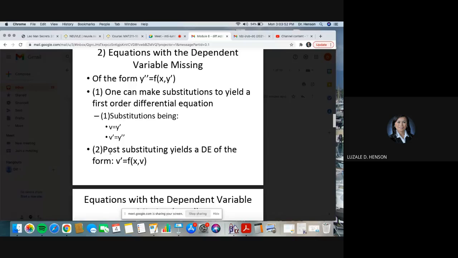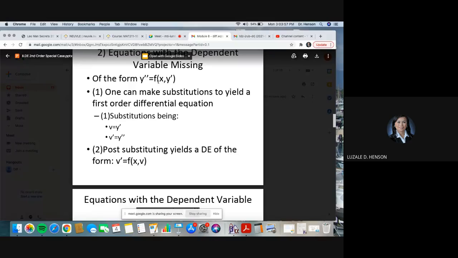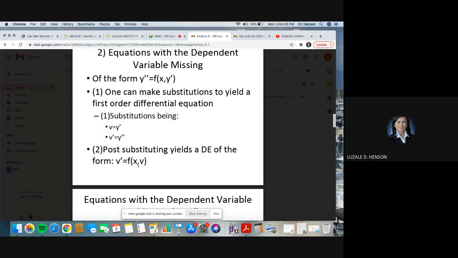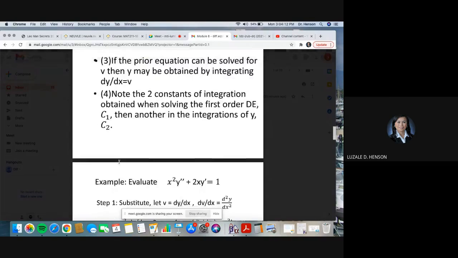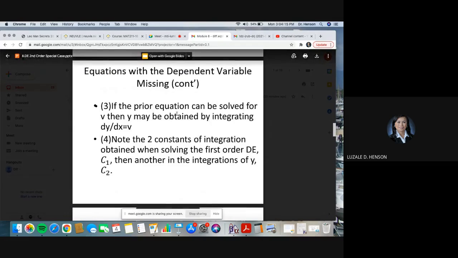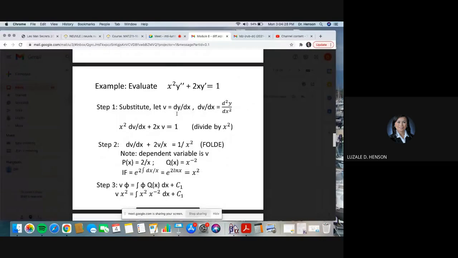So second step, after substituting, y double prime is a function of x, y prime, which will now be replaced by v prime equals f of x comma v. So your y prime is replaced by v, your y double prime is replaced by v prime. And then after that, it will usually be reduced to a first order differential equation, and then you follow the steps in solving differential equations of first order. So let's have an example.